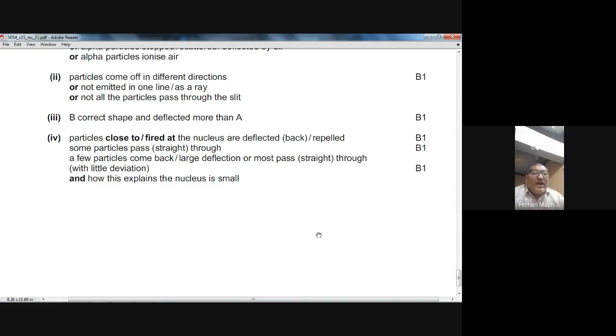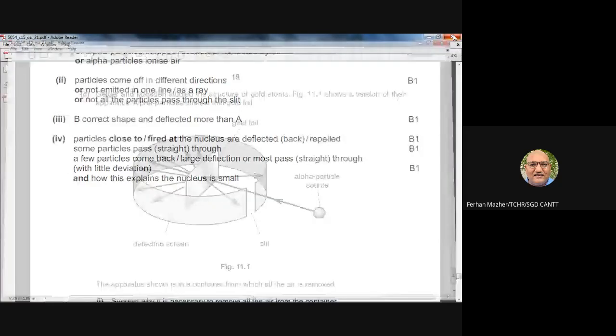Muskan, will you be able to write this answer? I think Muskan has some internet problems, so she is no more with us. So, my dear students, you can write your answer.